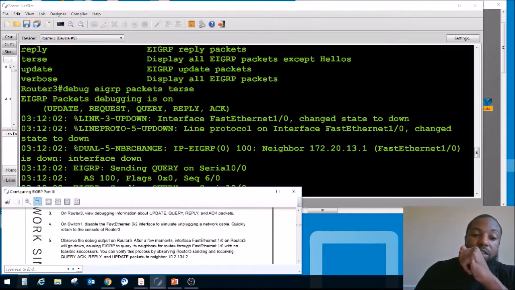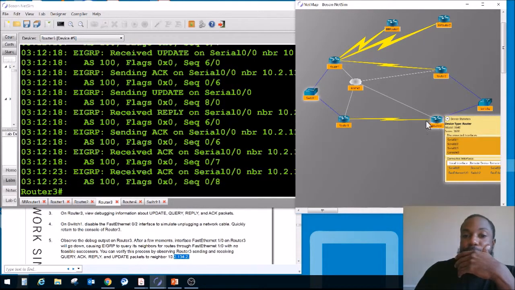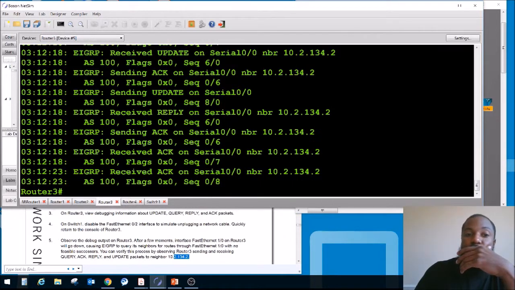You can verify this process by observing router 3 sending and receiving query, ACK, reply, and updates to its neighbor 10.2.134.2. Who is that? I believe that's this guy right here. So he's sending all of these queries like, hey, this network went down. Do you have another way to get there? And there is no feasible successor.